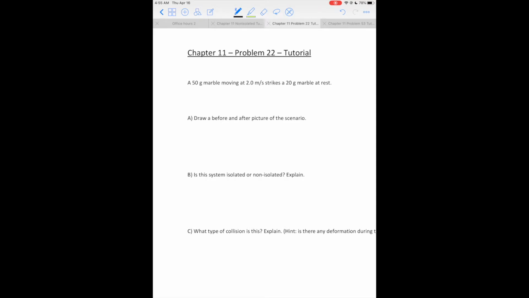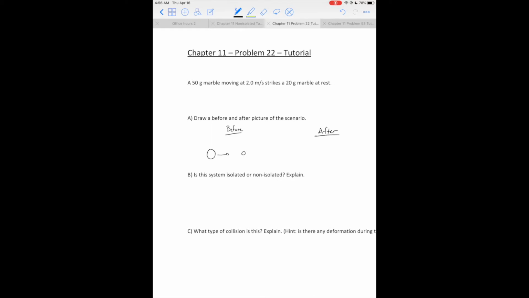A 50-gram marble moving at 2 meters per second strikes a 20-gram marble at rest. Pretty straightforward prompt. First task is to draw a before and after picture of the scenario. So if we draw before and make some space over here after, we can say that before we have a larger marble coming in and it's going to hit a smaller marble.